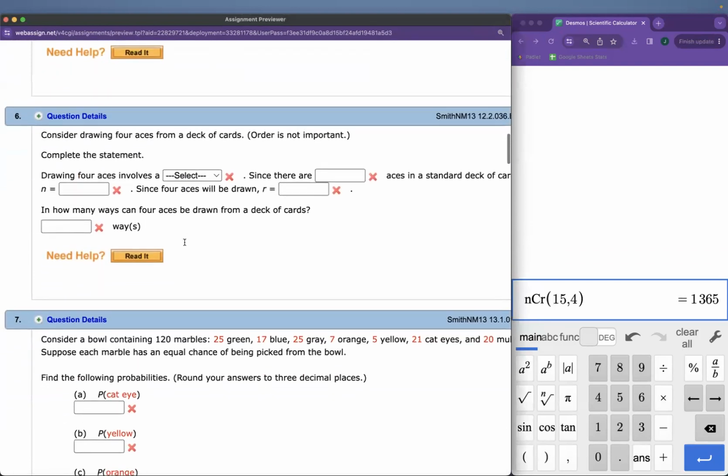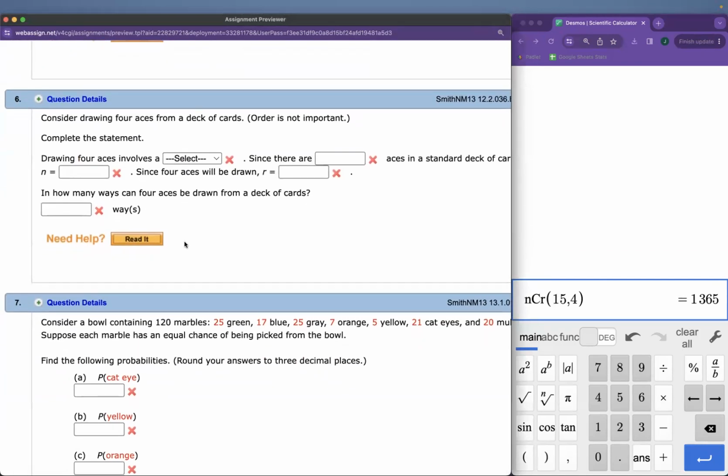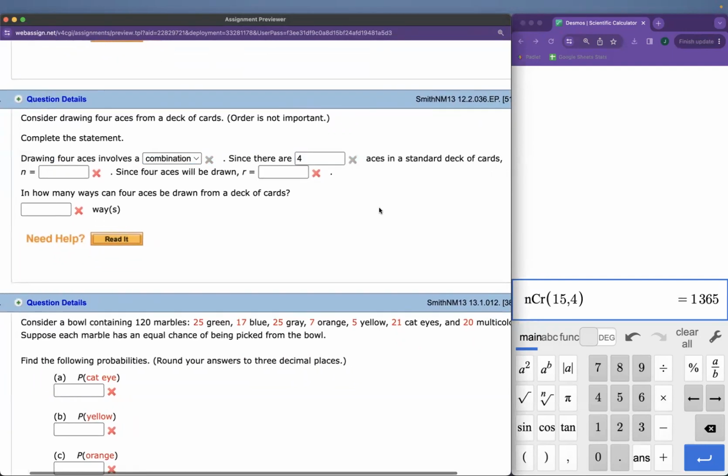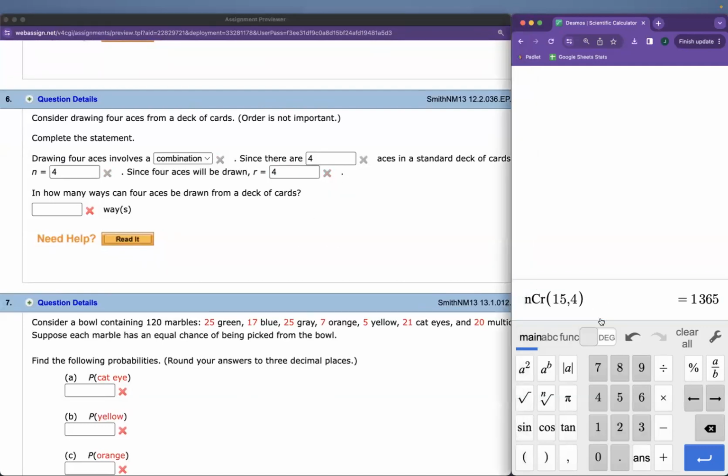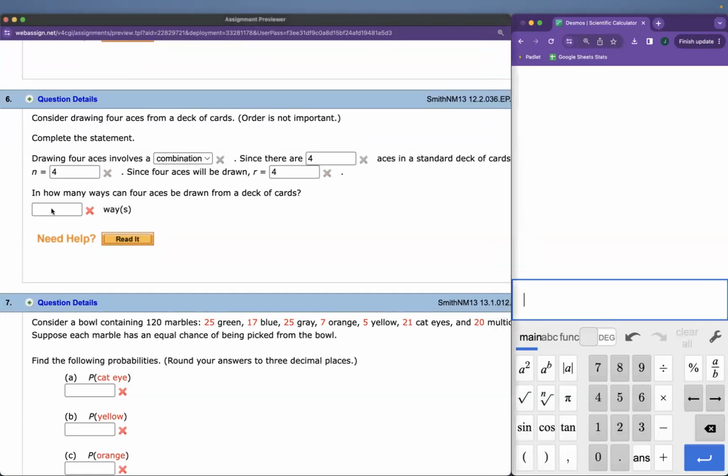Number 6. Consider drawing 4 aces from a deck of cards where order is not important. Complete the following statement: drawing 4 aces involves a combination, since order is not important. Since there are 4 aces in the standard deck of cards, n is equal to 4. And since 4 aces can be drawn, r is equal to 4 as well. If you do anything choose itself, like 10 choose 10, 4 choose 4, a million choose a million, that's always just going to be one way, because you have to choose all 4 of them.